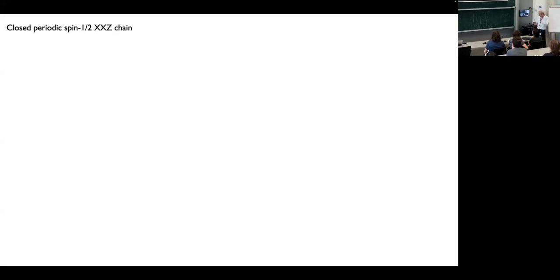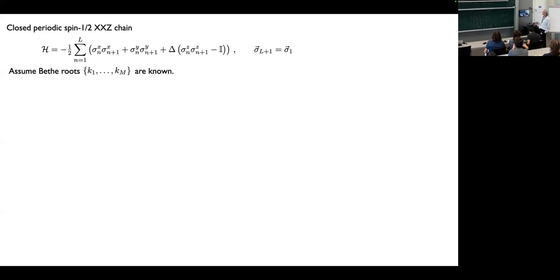So here I slightly generalized the model and I put a factor of delta. Before I was looking at delta equals 1, but you can choose other values of this parameter. So the game we want to play is, suppose we know the Bethe roots, k_1 to k_M. That's a big ask, but let's suppose we know them. Then the question is, how could you prepare the corresponding Bethe state?